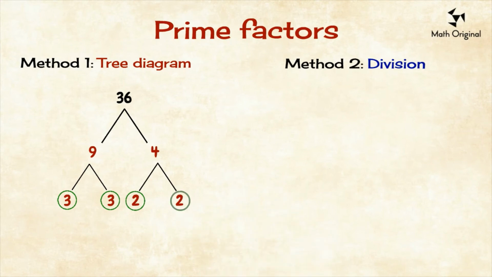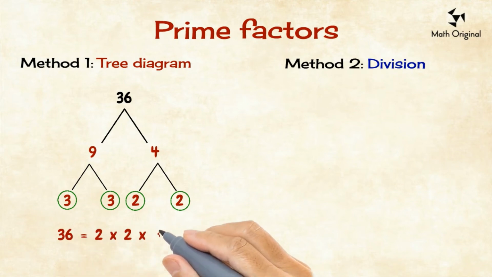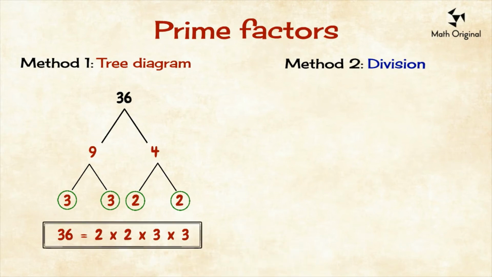So, this is how we find all the prime factors of 36 and we write 36 as a product of all its prime factors. 36 equals 2 by 2 by 3 by 3.